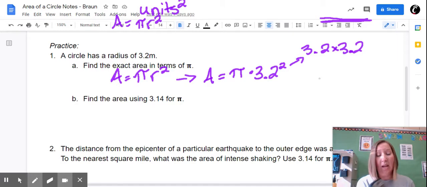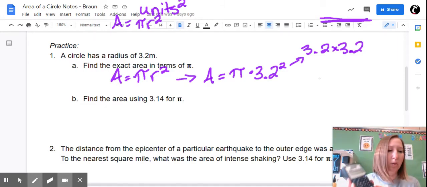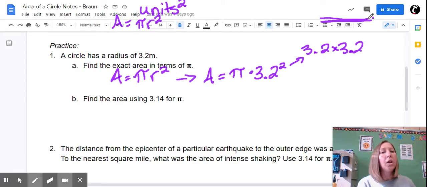I'm going to hold it up. It is right here, and it's where it has the x squared, x to the second power. So the button on the calculator that you'll use is x to the second power. So when we are using our calculator, all we have to do is type in either 3.2 times 3.2 or 3.2 and that x squared button.